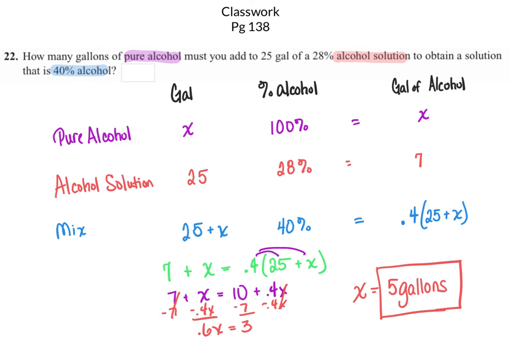5 gallons there. Did I solve for what they asked for? How many gallons of pure alcohol? My X was my gallons of alcohol. So yes, I'm done. I'm done with that question.